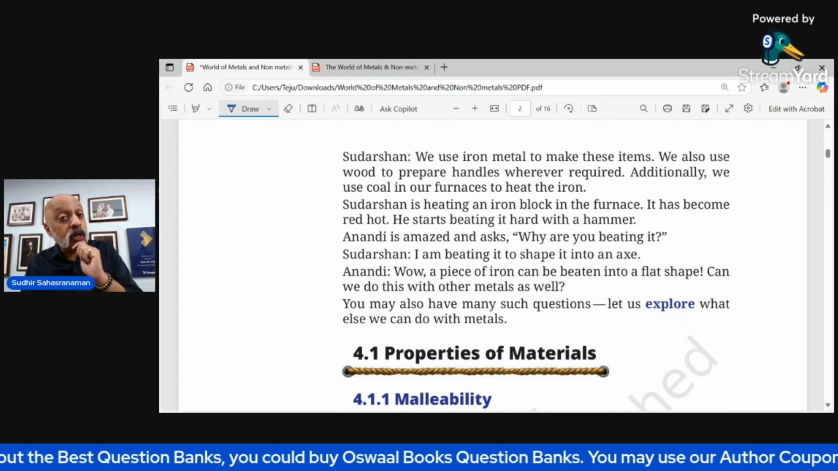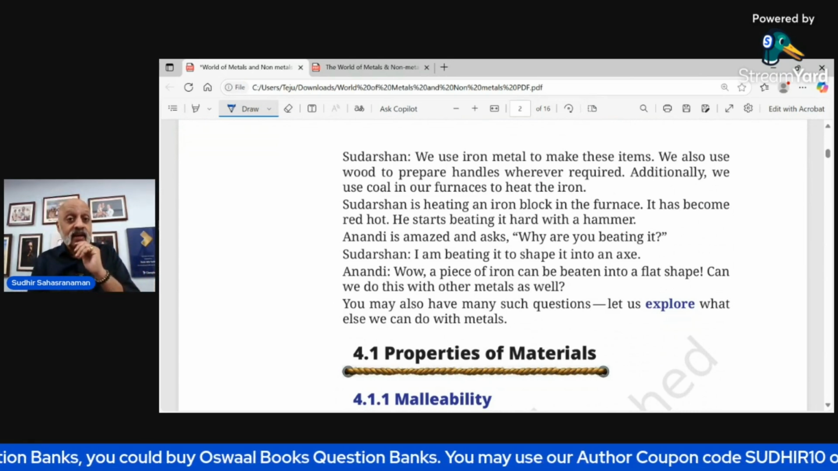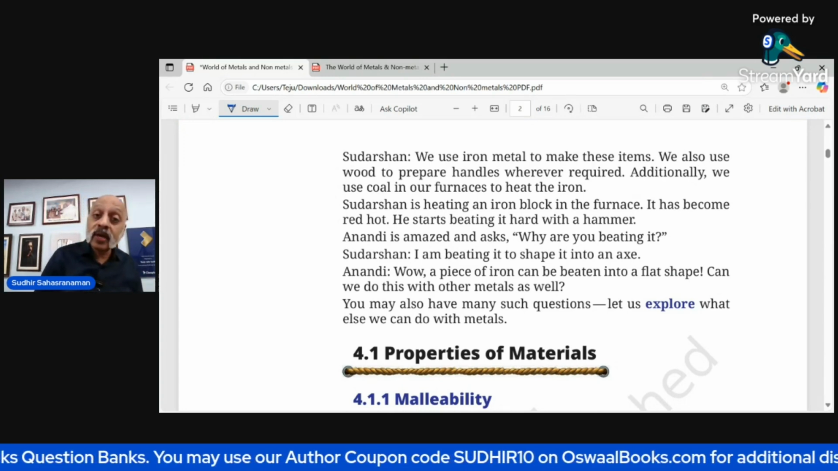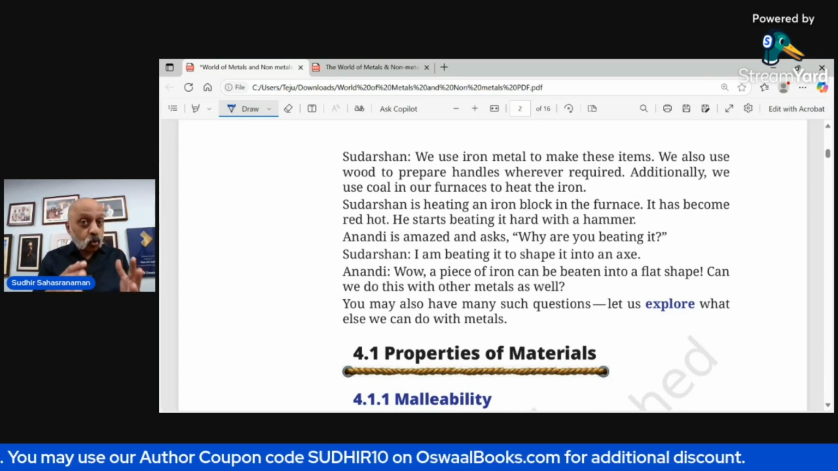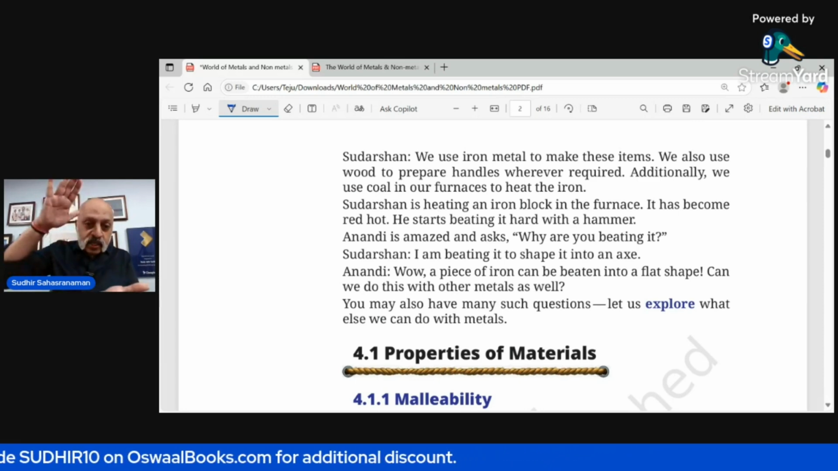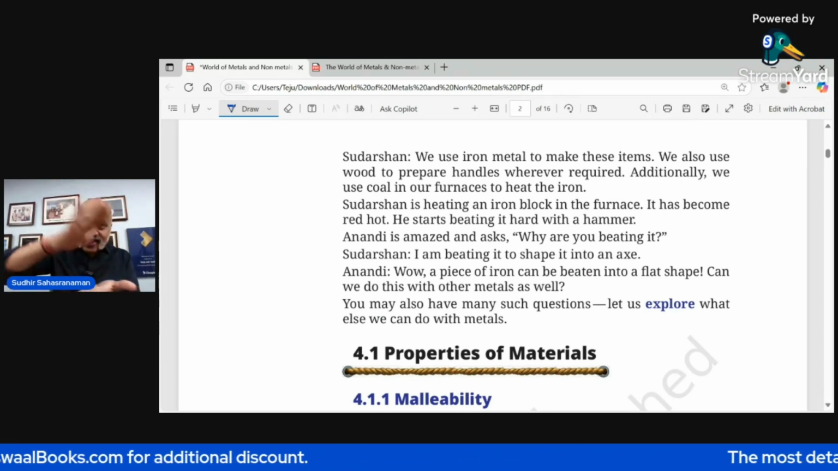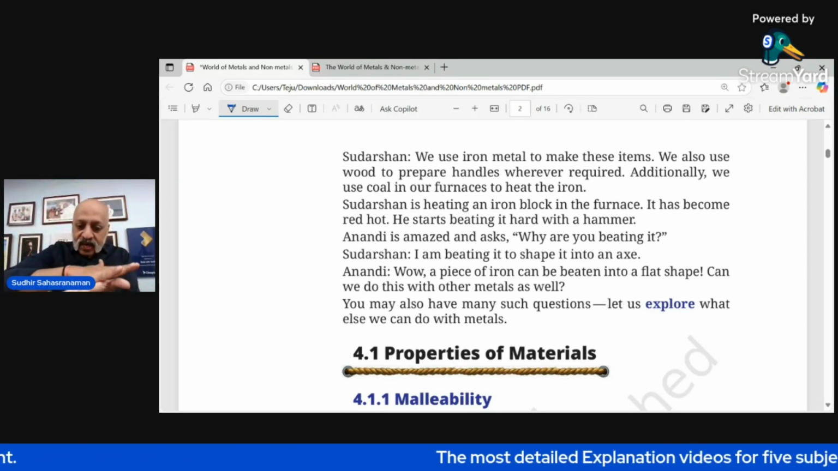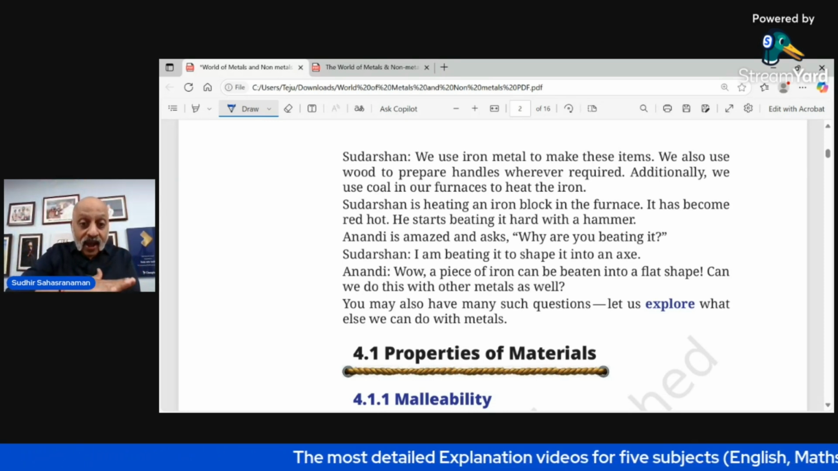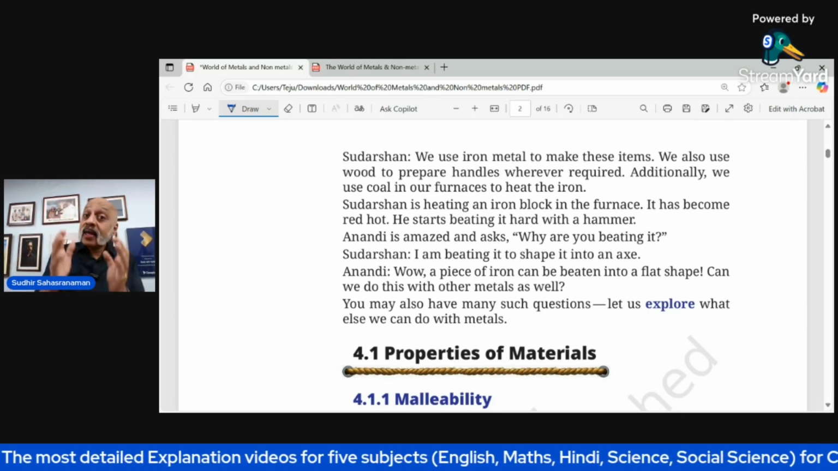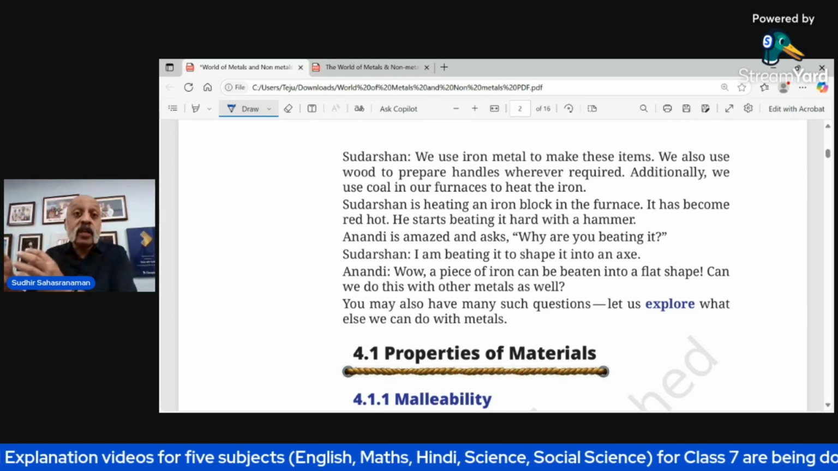So you may ask, why do they use wood for the handles? I will answer that in this chapter. Additionally, we use coal in our furnaces to heat the iron. Now, that's quite a bit of interesting information. Now, what Sudarshan is doing is heating an iron block, and then it becomes red hot. He beats it, and when he beats it, he's able to shape it into an axe. So a piece of iron, which you normally think is very hard, can actually be changed into any shape.